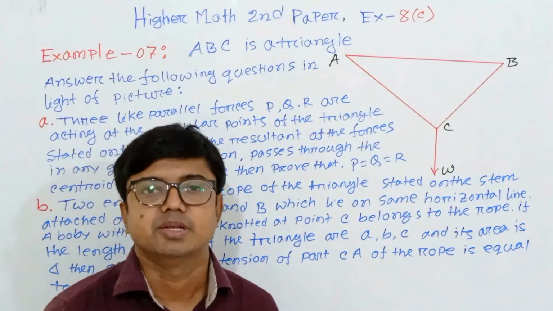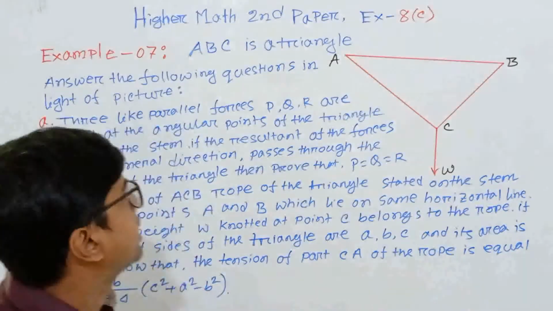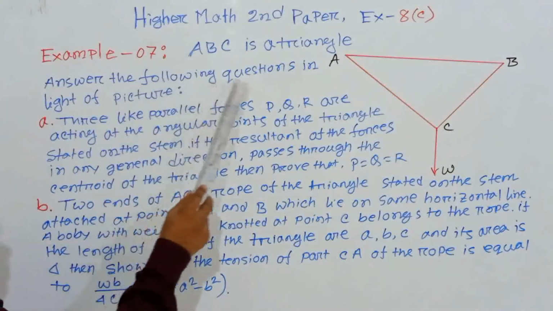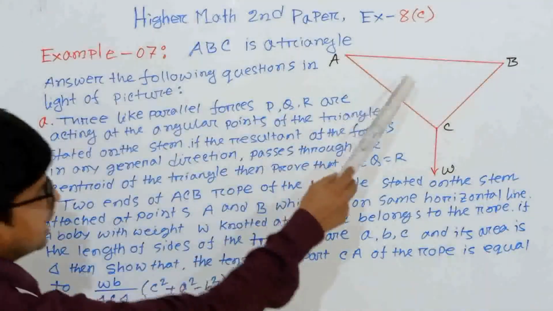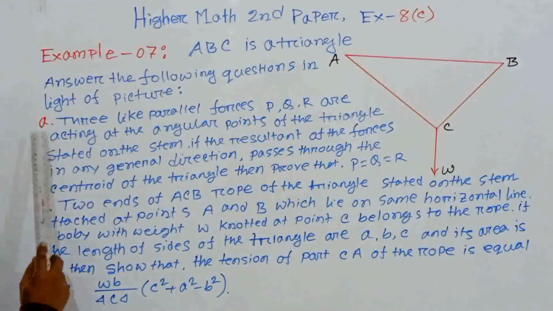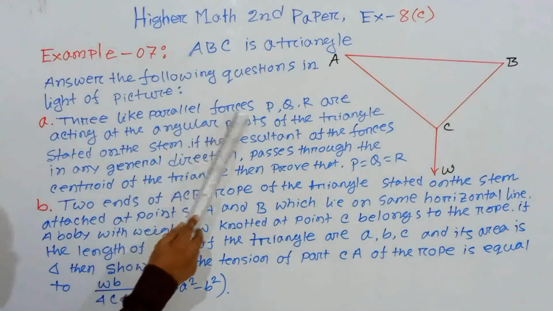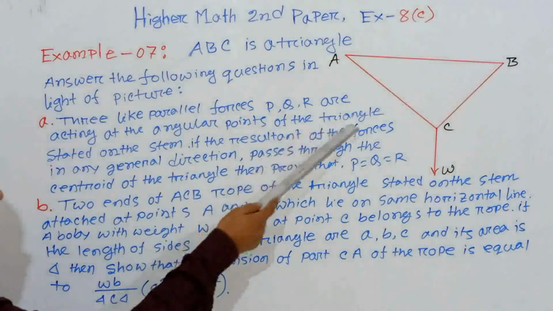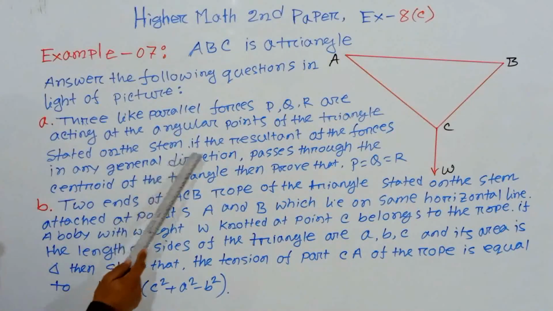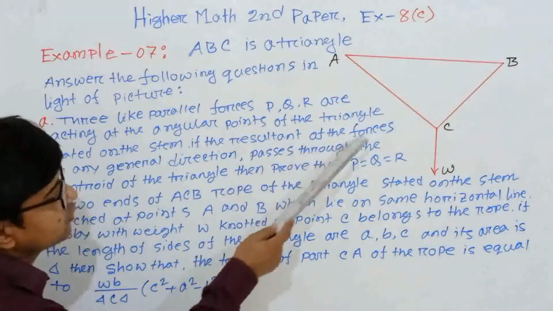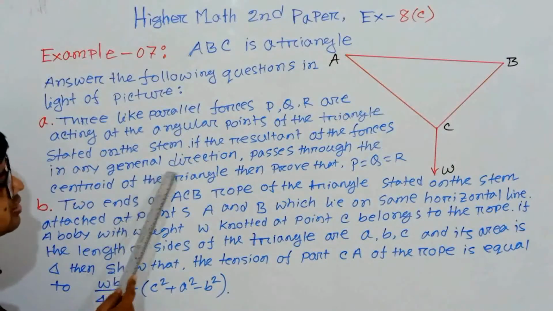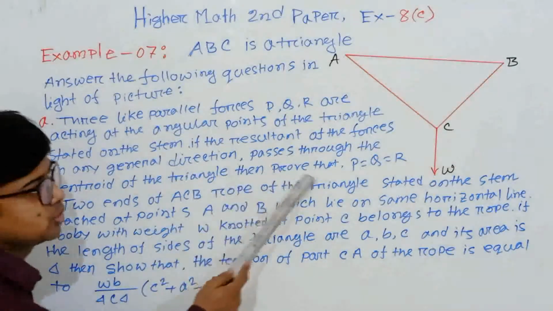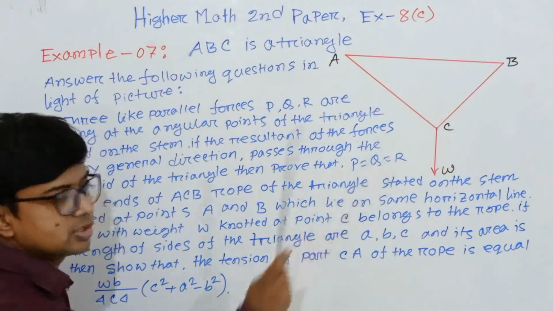Now example number 7, which is a creative question. Here ABC is a triangle. Answer the following questions in light of the picture. Question A: three like parallel forces P, Q and R are acting at the angular points of the triangle stated in the stem. If the resultant of the forces in any general direction passes through the centroid of the triangle, then prove that P equals Q equals R.